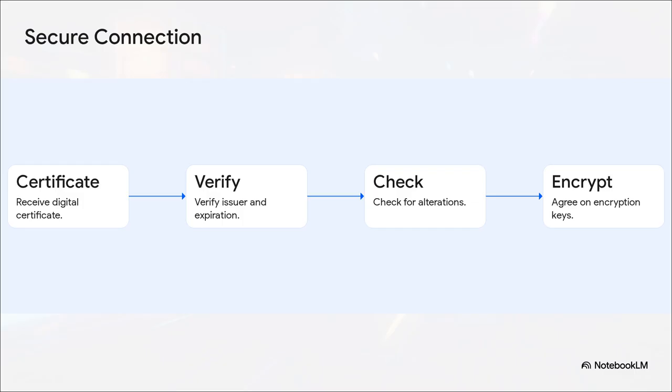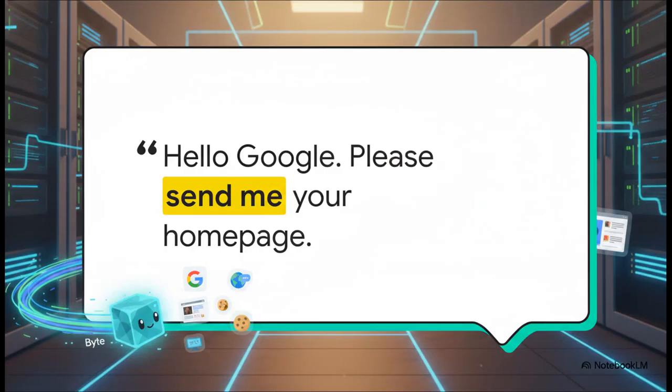First, Google hands over a digital certificate to prove it's the real deal. Your browser meticulously verifies this, checking the issuer, making sure it hasn't expired, and ensuring it hasn't been tampered with. Once everything checks out, they agree on encryption keys. These keys scramble all the exchanged data, so if anyone tries to snoop on the traffic, all they get is unreadable garbage. With a rock-solid, highly secure connection established, step 6 is where Byte finally delivers the HTTP request.